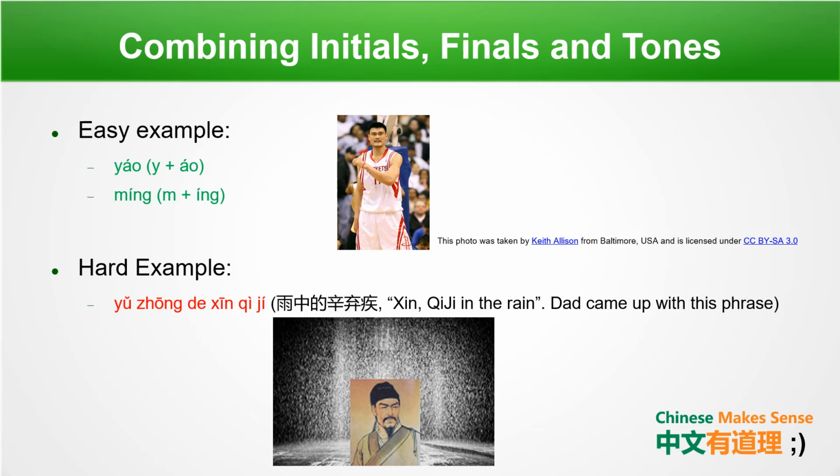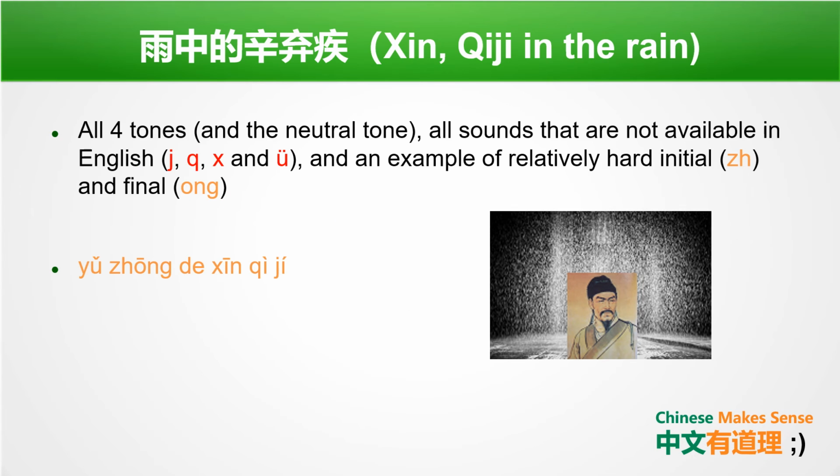Here is a very hard example. 雨中的辛弃疾, which means Xin Qi Ji in the rain. My dad came up with this phrase, and it's pretty funny. This phrase is very unique because it has all four tones and the neutral tone, all sounds that are not available in English, which are ji, qi, xi, and yu, and an example of a relatively hard initial zh and the final ong. Once again, it is 雨中的辛弃疾. We will also be putting this slide in some future videos just so you can get some practice on all sounds that are not available in English.